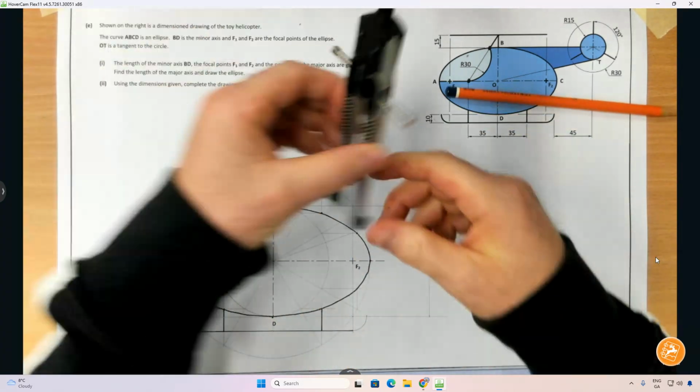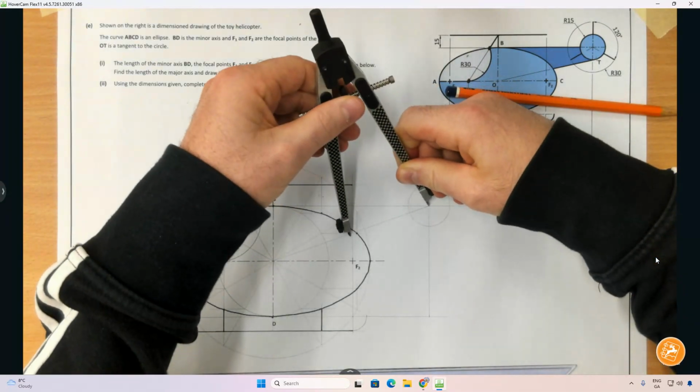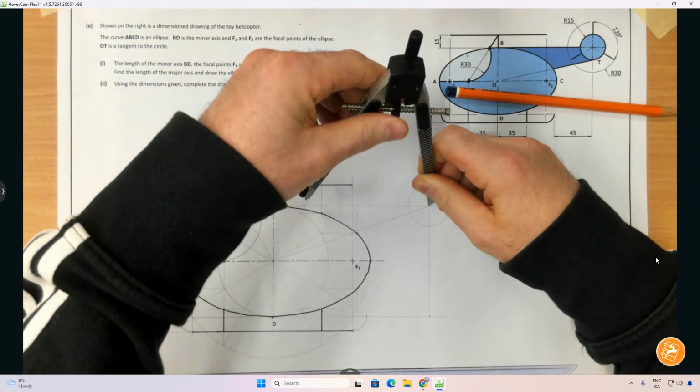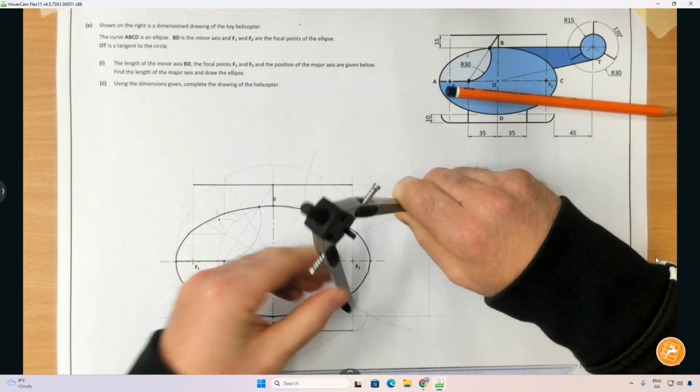I have to bisect that line. So putting my compass on the center of the circle, I'm going to set a distance greater than halfway. I'm going to go nice and big now, because there's kind of a lot going on here. I'm going to swing an arc above the line, below the line.